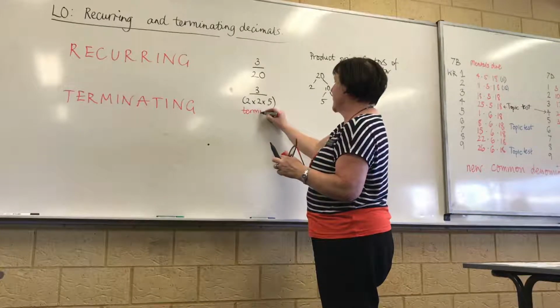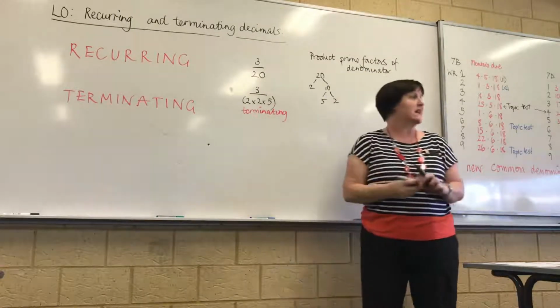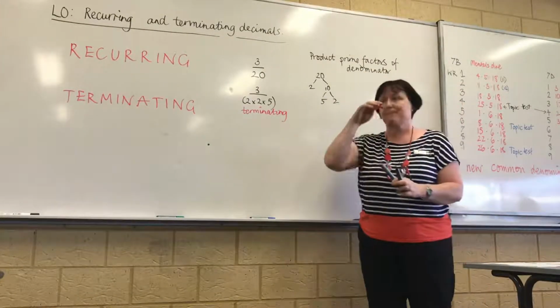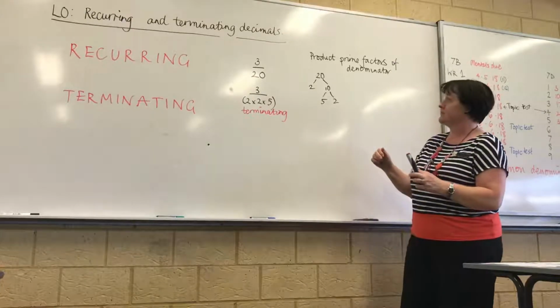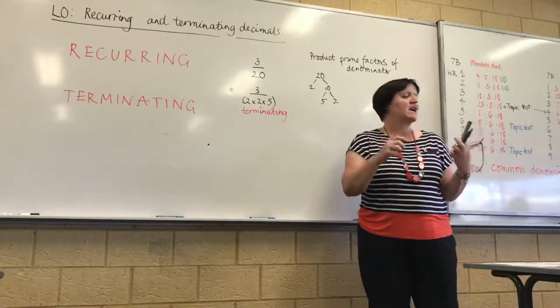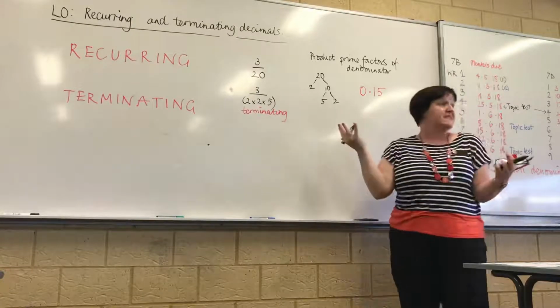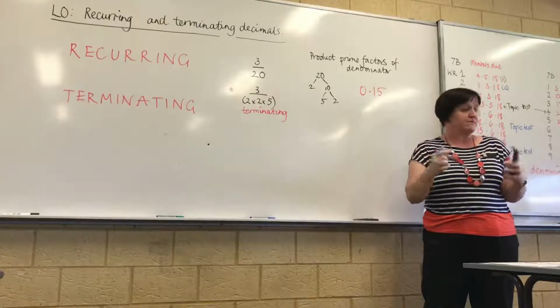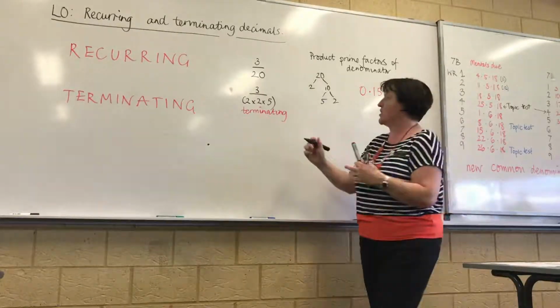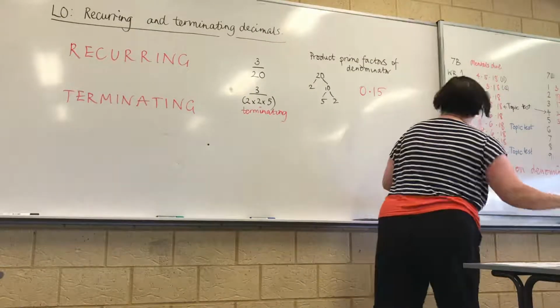Now what I want you to do on your calculator, please, is just do 3 divided by 20. What is 3 divided by 20? 0.15. Terminating. It doesn't go on, it stops. Okay, so let's have a look at another fraction. I'll rub this out.